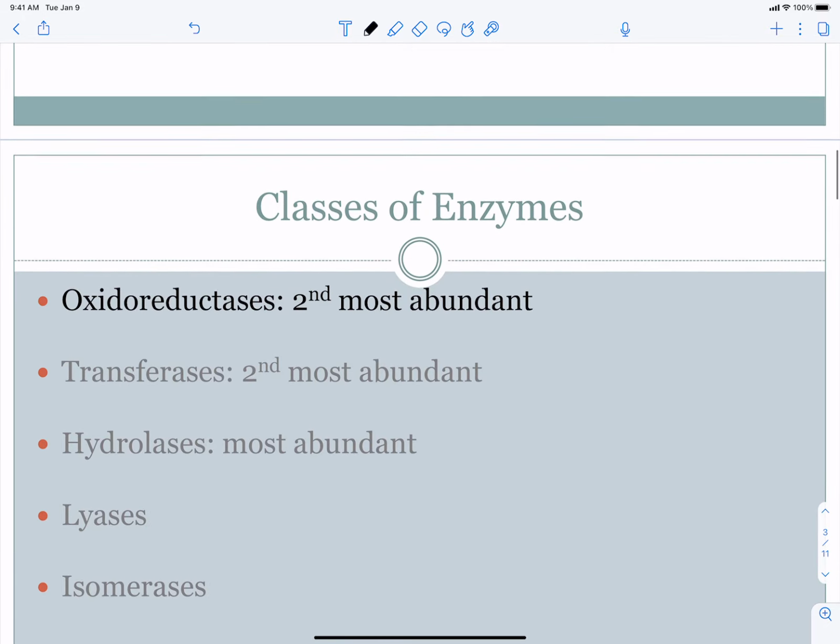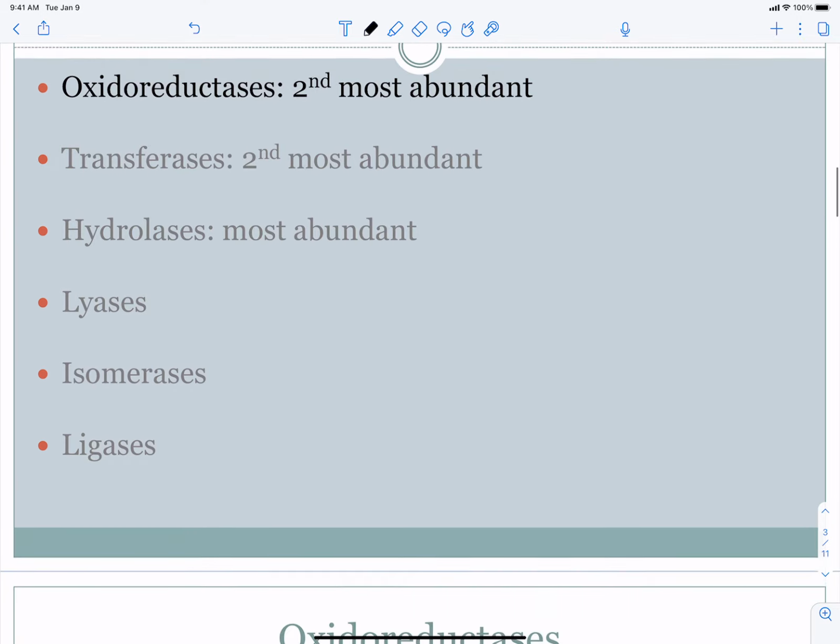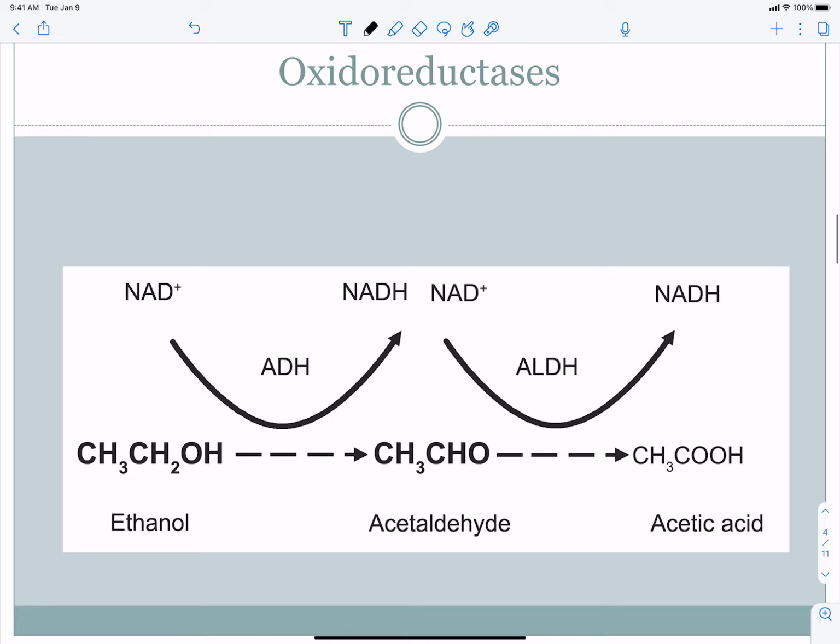Now there are classes of enzymes. We have our oxidoreductases, we have our transferases, and we have our hydrolases. And those constitute the most abundant enzymes we have. Hydrolases are by far the most abundant, and then oxidoreductases and transferases come in close seconds. And then we have lyases, isomerases, and ligases. So the purpose of this presentation is just to get you familiar with the different classes of enzymes that we are going to be discussing throughout the course.